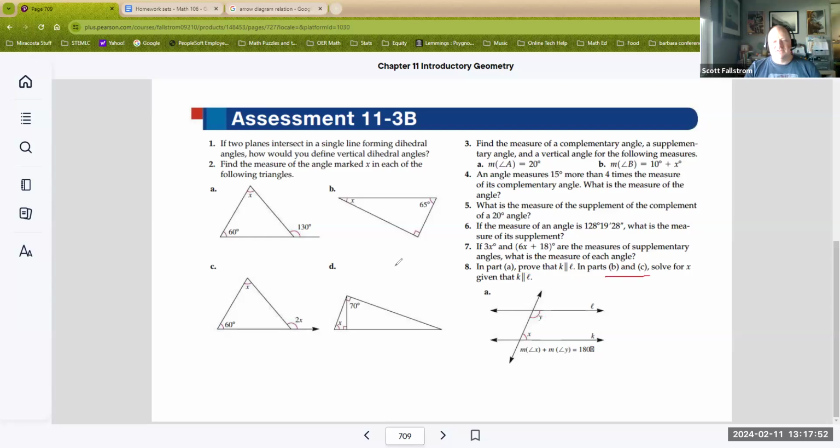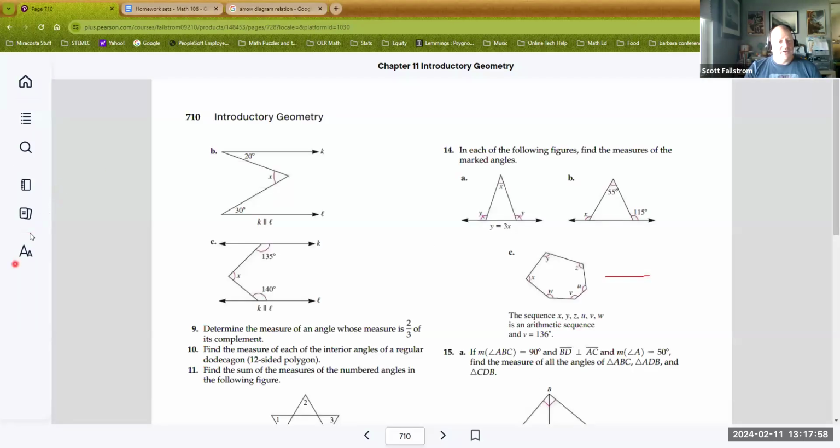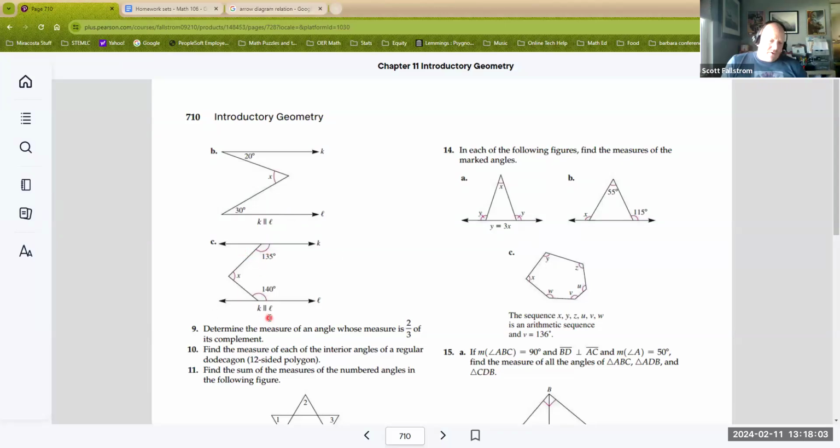Then it says in B and C, solve for X. So again, now in B and C, we're told the lines are parallel. So I know the lines are parallel. Now it's time for me to use that as we go forward.